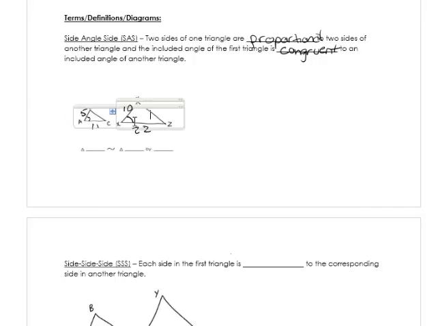Okay, notice that the two angles are congruent to each other, as in they both have the same measure, and then the sides are proportional because the ratio of 5/10 is the same as the ratio of 11/22. Both of them reduce to 1/2. Okay, that's enough to show that the triangles are similar by side-angle-side postulate.